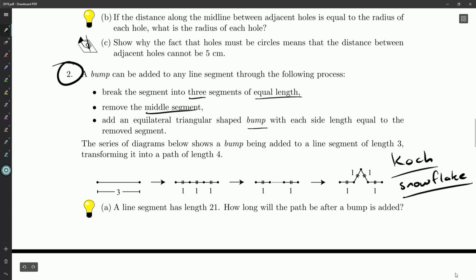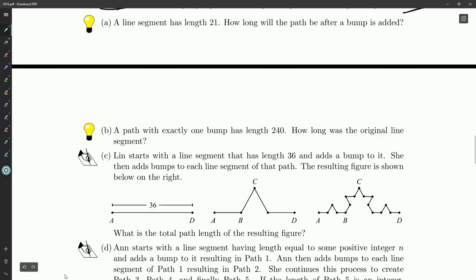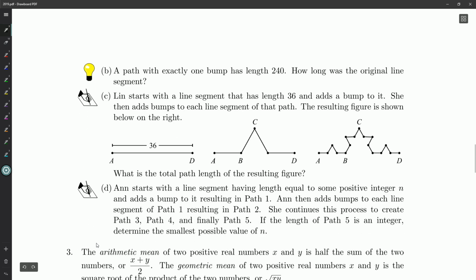Anyway, so they've got this process down here. It started with a segment of length 3, broke it into 3 segments of length 1, removed this one, and added the top of an equilateral triangle. The series of diagrams below shows a bump being added to a line segment of length 3. This is what the snowflake looks like. You basically do the process once, and then you do it to each line again, and then you do it to each line again. Very cool stuff.